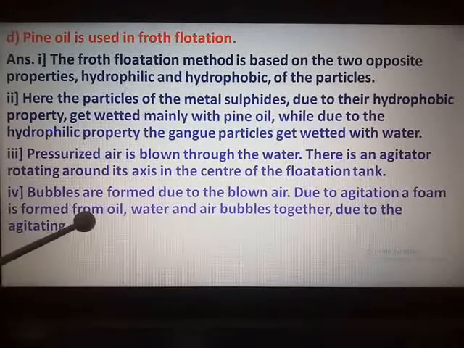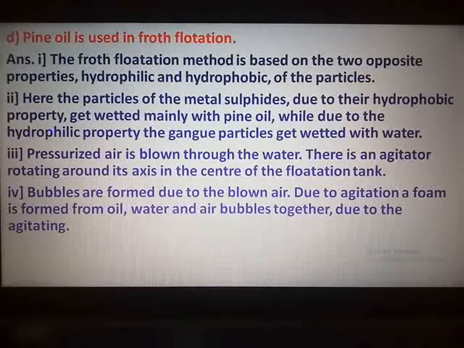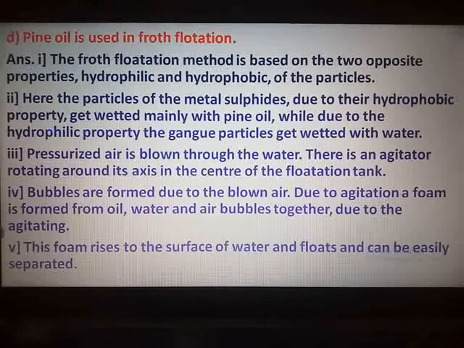A foam is formed from oil, water and air bubbles together due to the agitating. Last point: this foam rises to the surface of water and floats and can be easily separated. These three to four words, "and can be easily separated," you have to add. Now this is the main part of the answer which I have given you. You can reduce the amount of matter in the answer if you wish to.